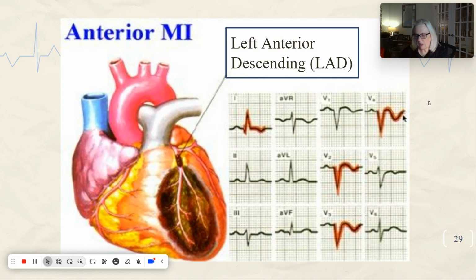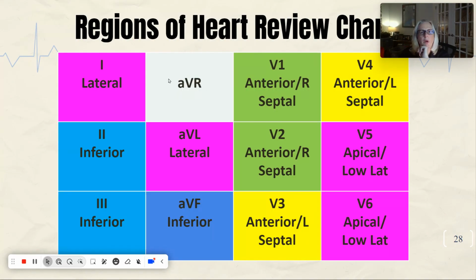So if we look at an EKG, you can see this is lead 1, 2, 3, AVR, AVL, and AVF. And then we have V1, 2, 3, 4, 5, and 6. So when you look at an EKG, these are the 12 leads that you see in this order, right? AVR is not colored because we don't use this. Anything headed to the right arm, we don't use in our differentiation of regions of the heart, okay? So 1 and AVL, because they both land on the left arm, are lateral. So that's the lateral region of the heart.